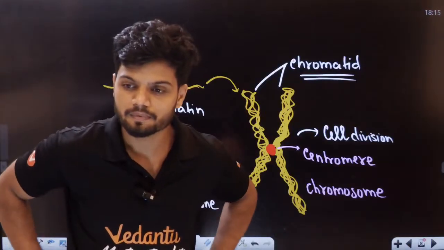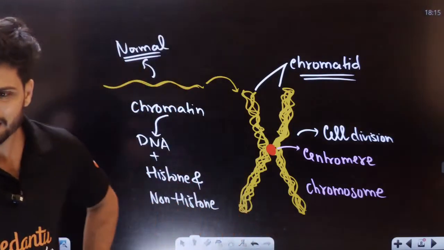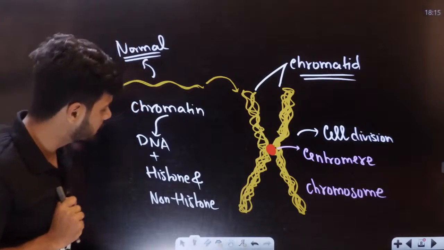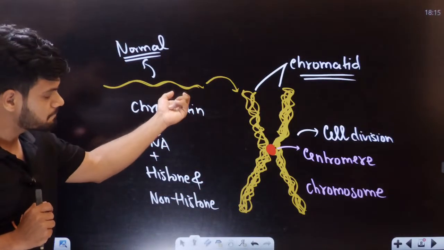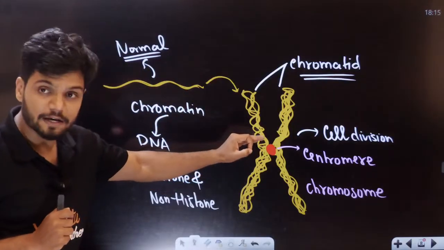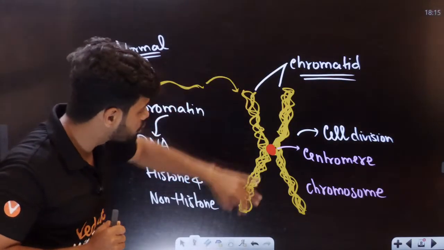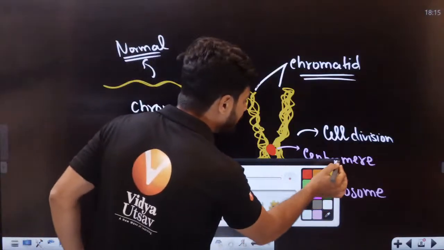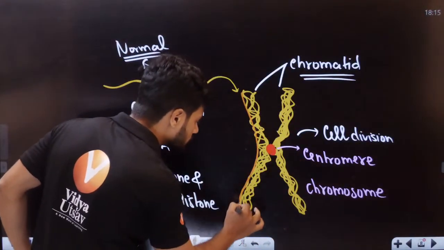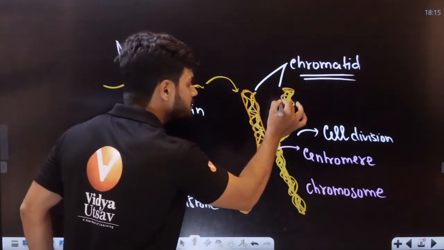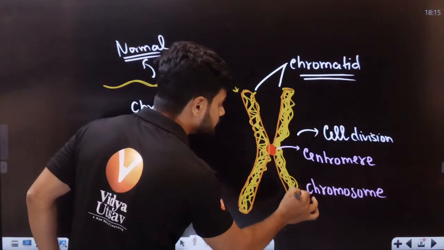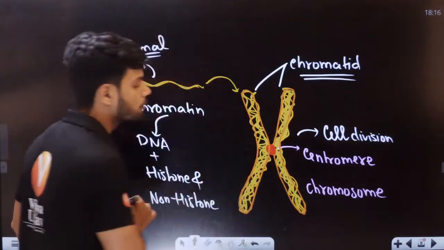Raise your hands. All of you understood? There is a very basic difference between a chromosome, the entire structure, and chromatin, which is the long thread. Right in the middle we have the centromere, and these two individual structures here. This is called one chromatid, and this is called one more chromatid.